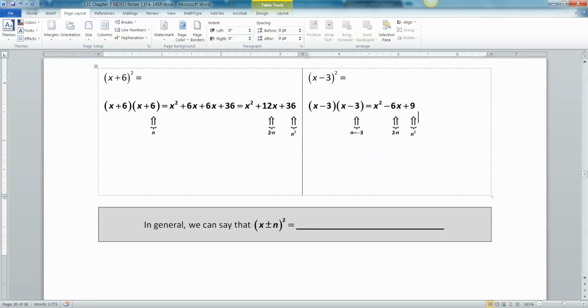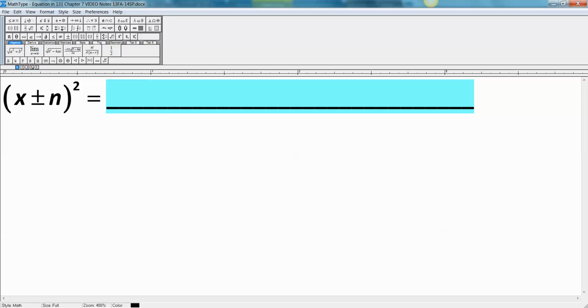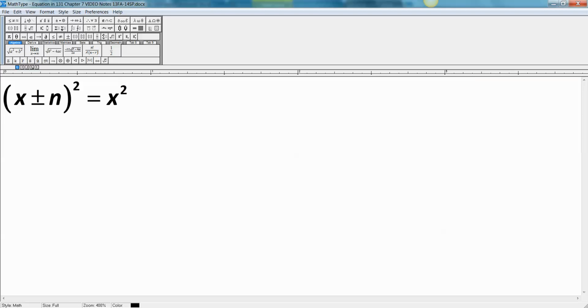So we've learned a valuable lesson. A perfect square trinomial, if you have x plus or minus n squared, that would be equal to x squared, plus or minus, it depends. So if you have plus 6, then it's plus 2n x.